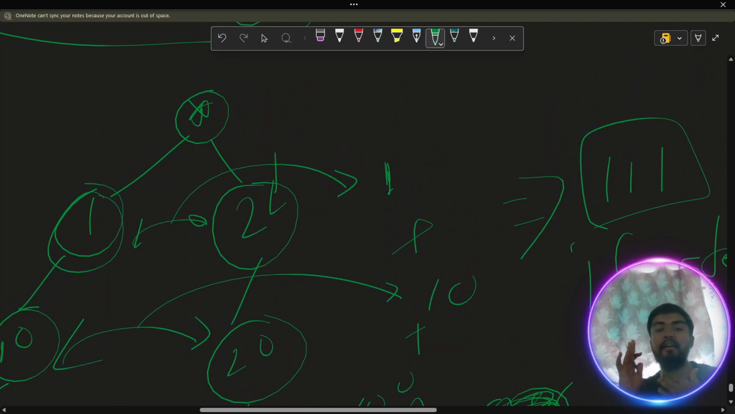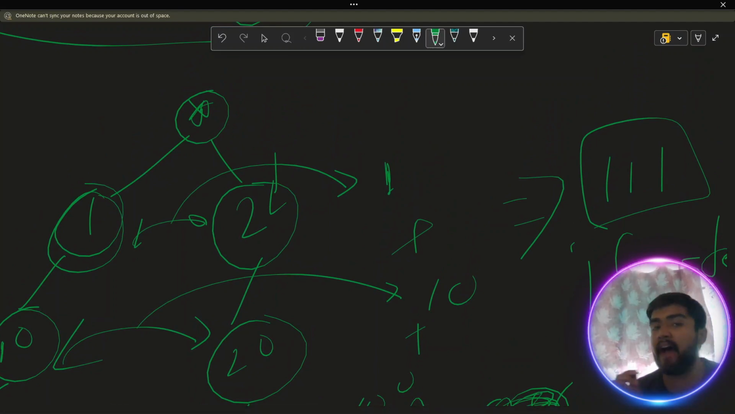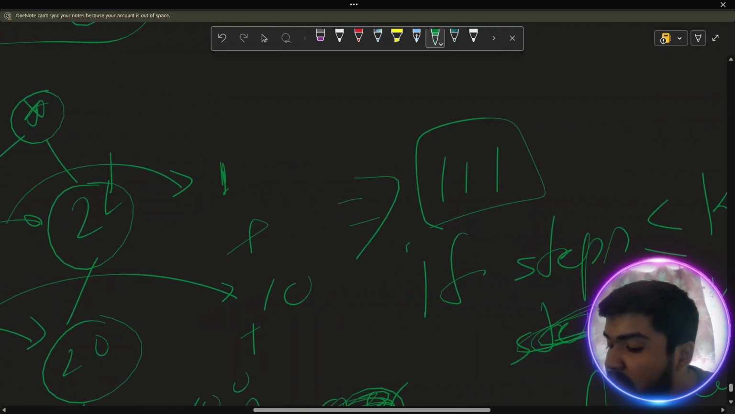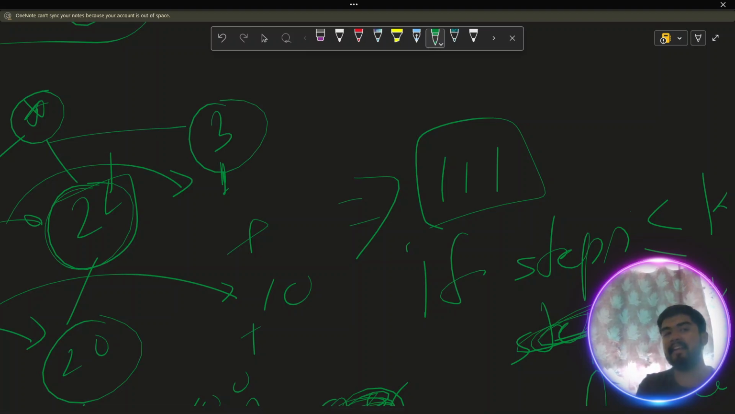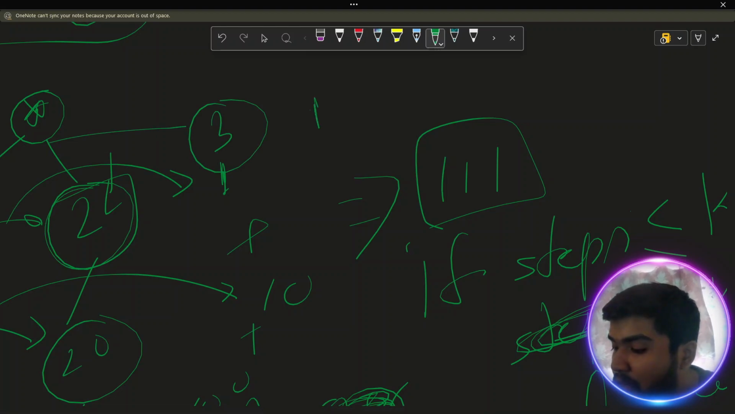Right? So my current is 2. Again, we have to check. We have to check between this 2 and the third one, which is 3. Right? 2, 3. What is the delta? 1. Move ahead. 20, 30. What is the delta here? 10.